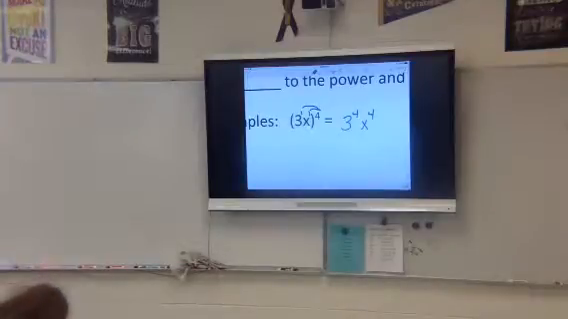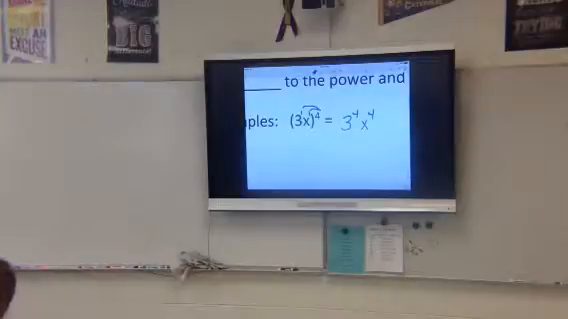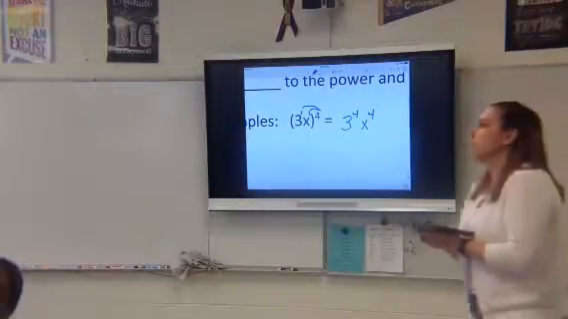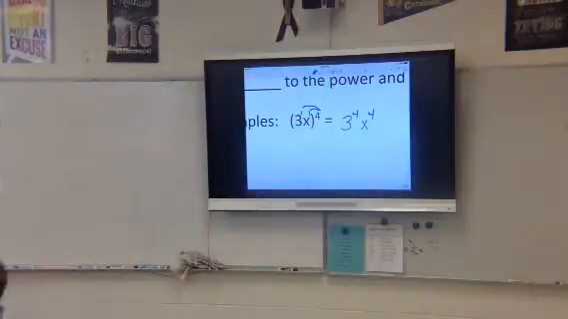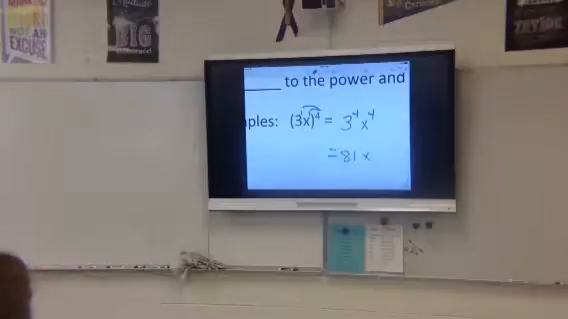Are you multiplying it by the 1? Yeah, so 1 times 4. Okay, so now 3 to the 4th. What is 3 times 3? 9, so then you'll have 9 times 9 is 81. So it'll be 81 x to the 4th.